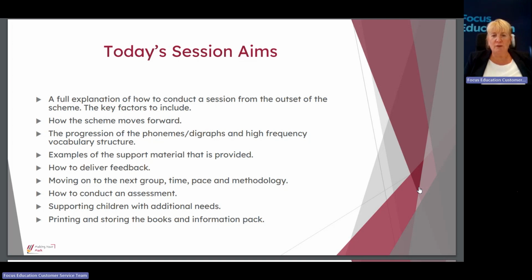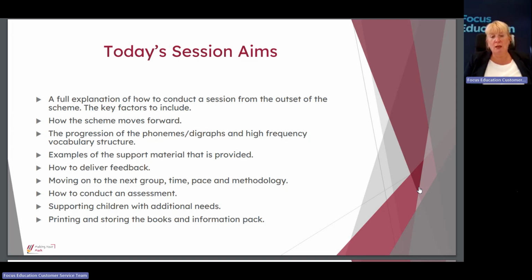A quick explanation of some of the support material that's provided, including how to deliver feedback, moving on to your next group, time, pace, methodology, what that looks like, how to conduct an assessment, and how to make a decision as to whether the child has reached the early learning goal in reading and writing. And then there's a little bit of supporting children with additional needs that might be helpful moving forward if you're using this with Year 1, Year 2 children.